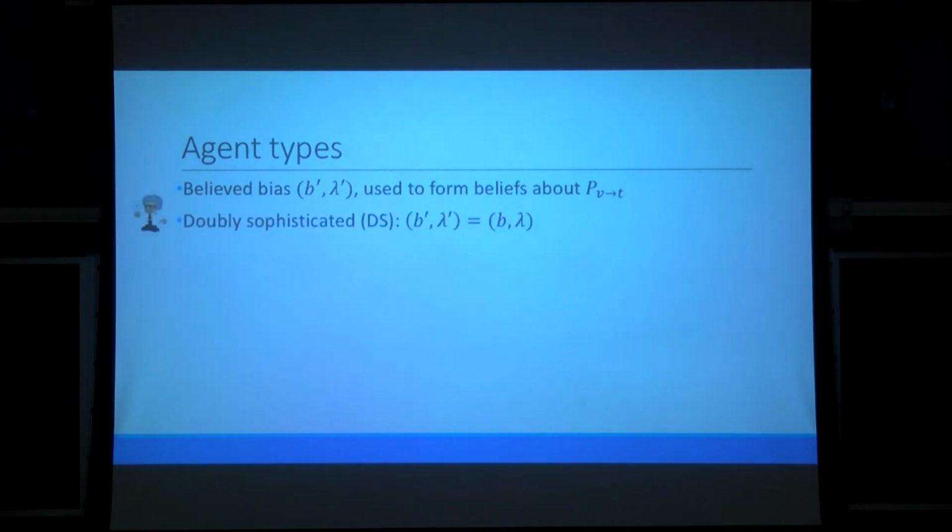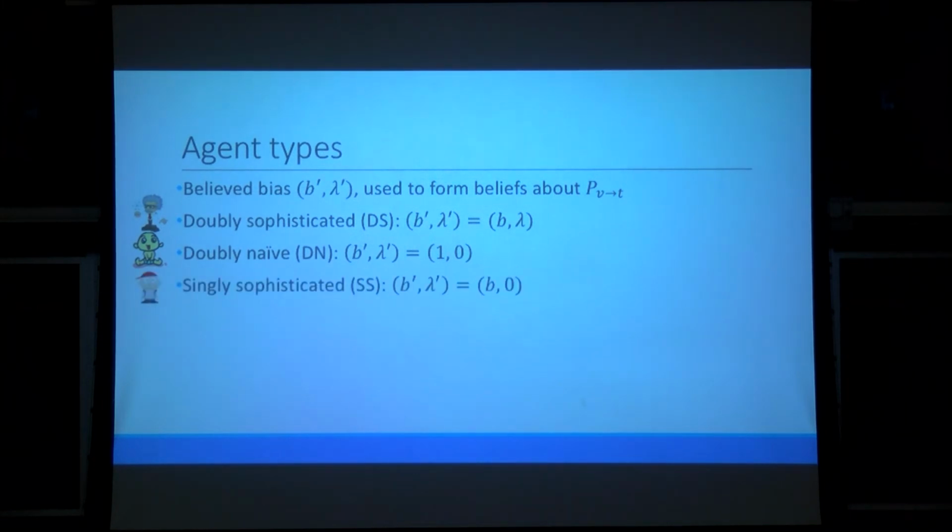So here's a few types of agents we consider. There's the doubly sophisticated agent, which is just sophisticated about both of its biases. It knows how present biased it is, it knows its degree of sunk cost bias, and it can use these to plan accurately in the future. Maybe the opposite of this type of agent is the doubly naive agent, who is completely unaware of their biases. The doubly naive agent believes it will act optimally in the future. So B prime and lambda prime are 1 and 0, those are exactly the parameters that an optimal agent would have. And somewhere in between, we could have this singly sophisticated agent, which knows about its present bias, but is totally unaware of its sunk cost bias.